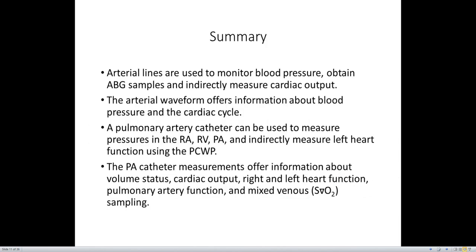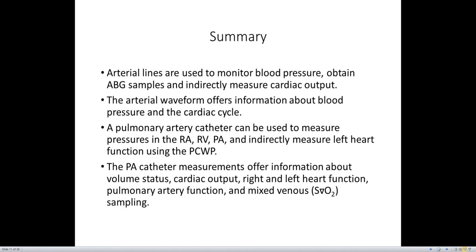In summary, arterial lines are used to monitor blood pressure, obtain ABG samples, and indirectly measure cardiac output. The arterial waveform offers information about blood pressure and the cardiac cycle. A pulmonary artery catheter or Swan-Ganz catheter can be used to measure pressure in the right atrium, right ventricle, pulmonary artery, and indirectly measure left heart function using pulmonary capillary wedge pressure. The pulmonary artery catheter measurements offer information about volume status, cardiac output, right and left heart function, pulmonary artery function, and mixed venous sampling.